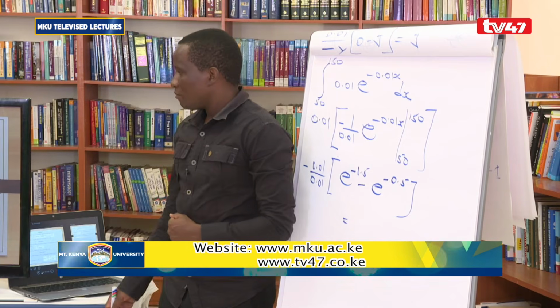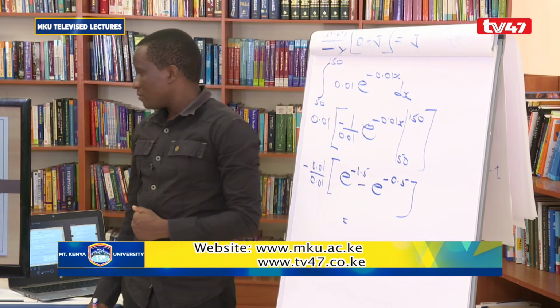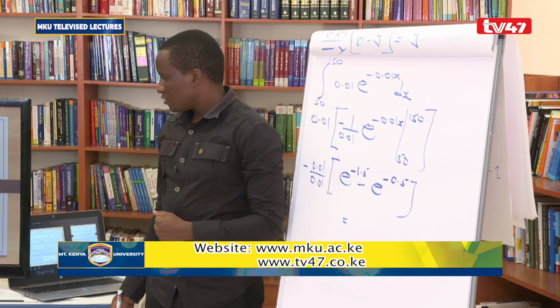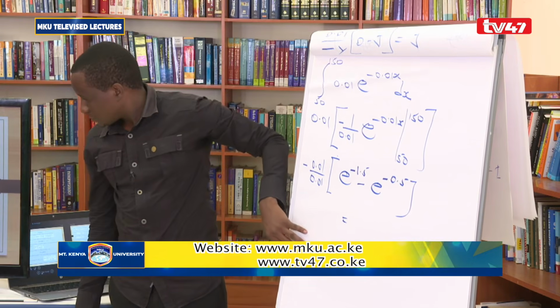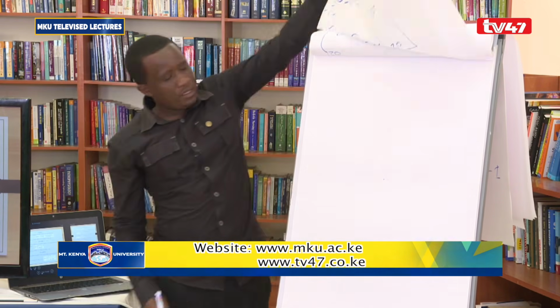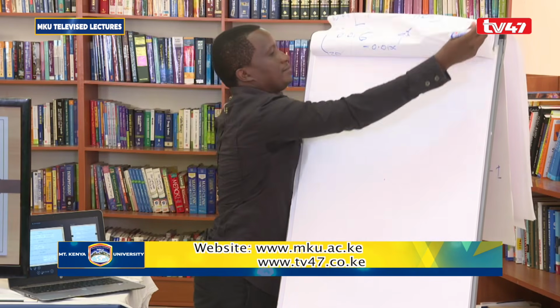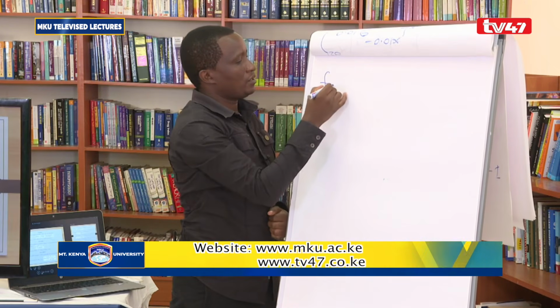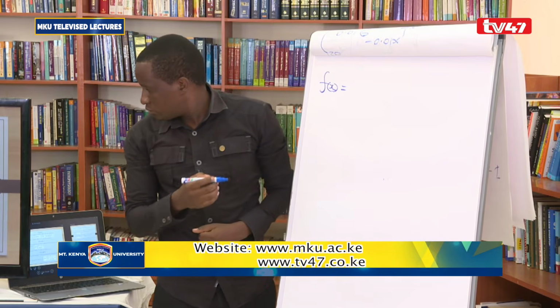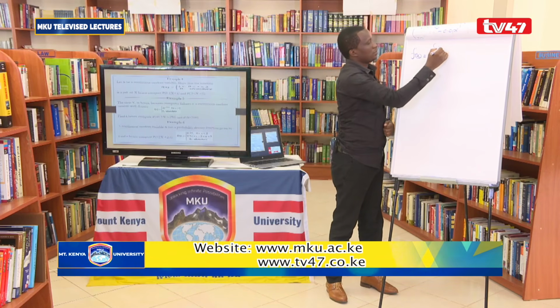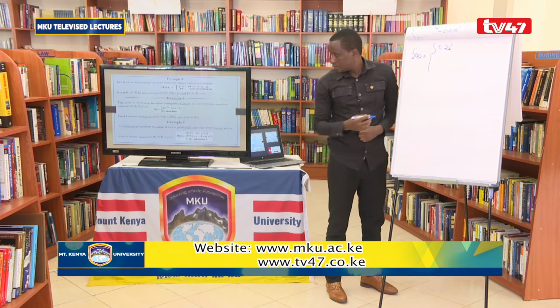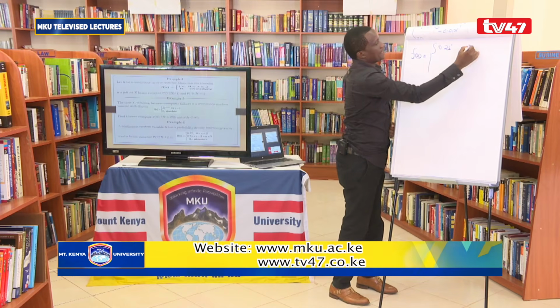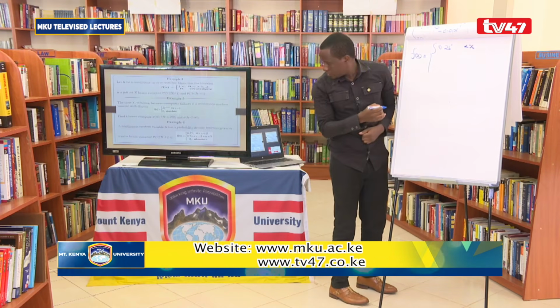In the last example here, a continuous random variable x has a probability density function given by f of x equal to 0.25 when x lies between 0 and 2.